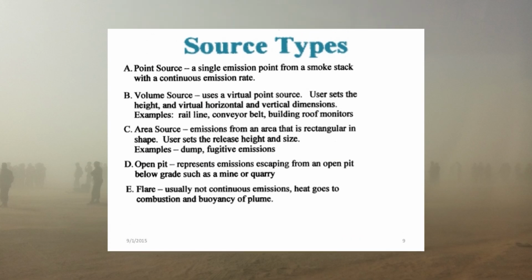So for what all source types are these models being used? These models are used for a typical point source like the stack which you saw in the picture. That is a single emission point from a smokestack with continuous emission rate. And also the volume source, where the user sets the height, virtual. So this is like a virtual point source. Also we can generate the data for it, like the railway line, conveyor belt, and all these things.